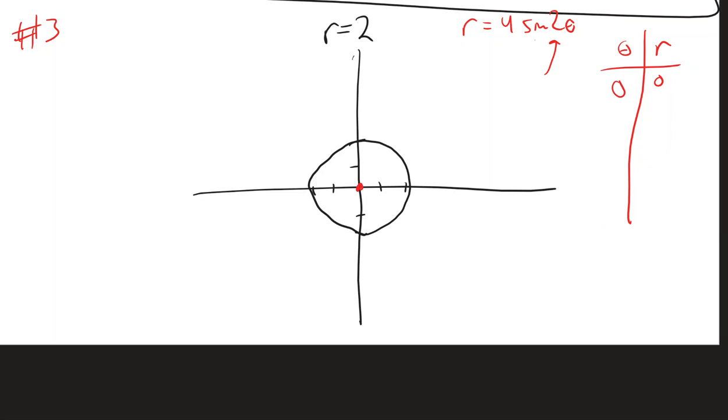Sometimes I think of it like this. What's the biggest that sine can ever be? Right, so if I can make this as big as possible times 4, the biggest r in this question is going to be 4. So what can I take the sine of? Don't worry about the 2. But what angle can I take the sine of that would give me 1, the biggest sine value?